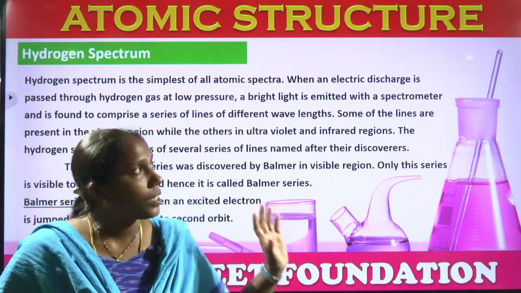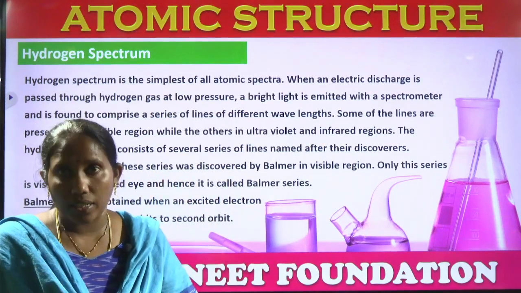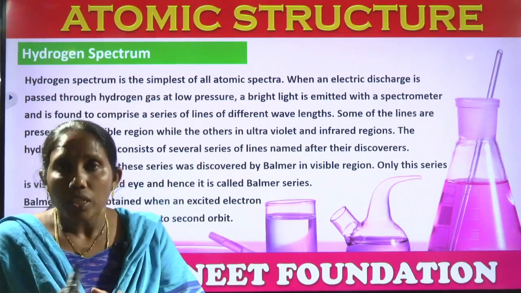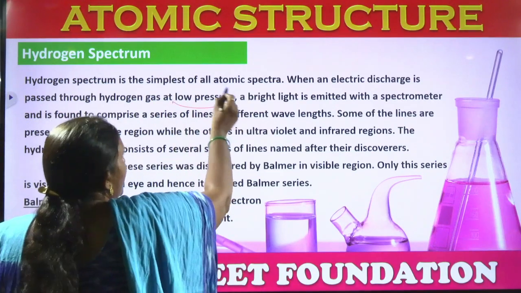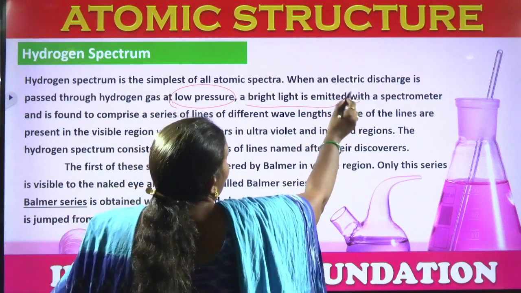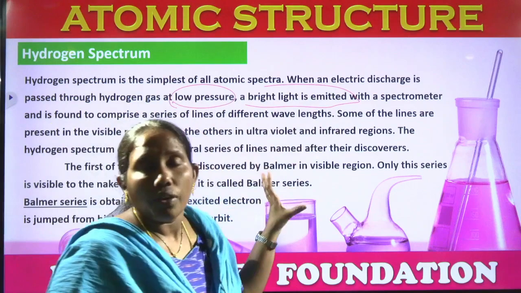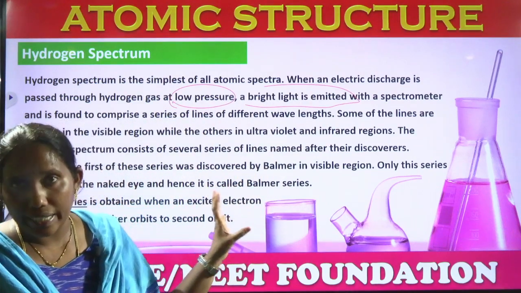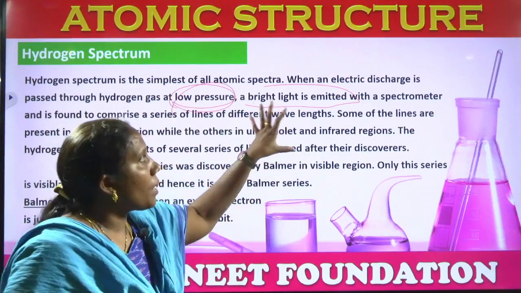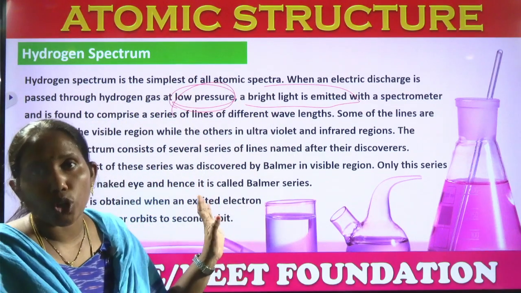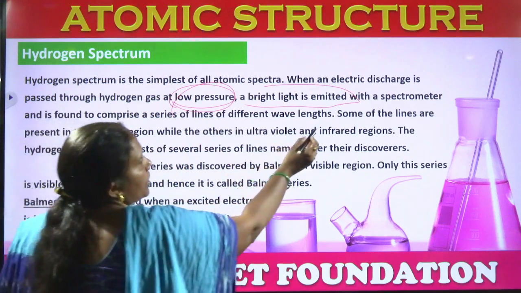How can we observe this hydrogen spectrum? See here, we pass hydrogen gas through a discharge tube under low pressure, with an electric discharge, right? At low pressure we observe a bright light being emitted, seen with a spectrometer. That is said to be the hydrogen spectrum.